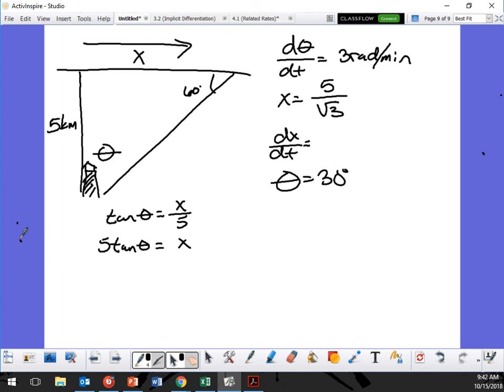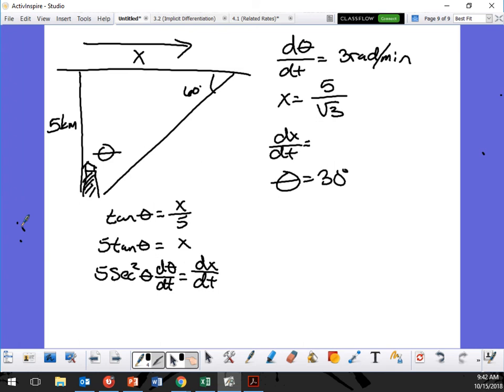Now I'm going to take the derivative, because that's going to give me my rates of x. What's the derivative of tangent? Secant squared theta. And what am I missing? d theta. Equal to the derivative of x, which is just going to be dx dt. So 5 times secant squared theta d theta.